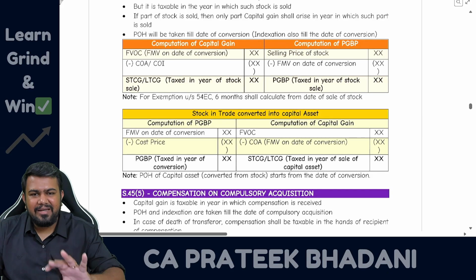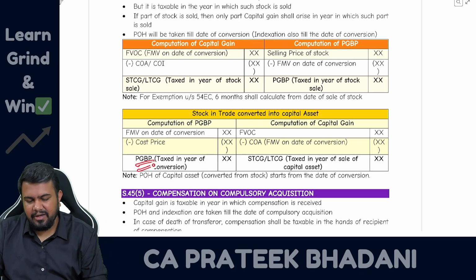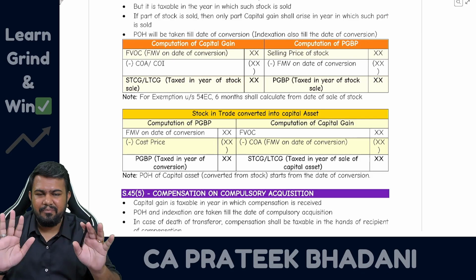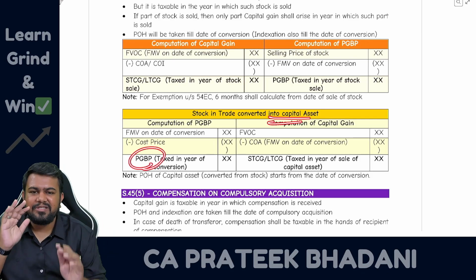Now let's come to stock in trade converted into capital asset. So when stock in trade is converted into capital asset, then in the year of conversion PGBP income will come. However, here there is no benefit. Here there is no benefit. That is why this PGBP income will be taxable in the year of conversion itself.